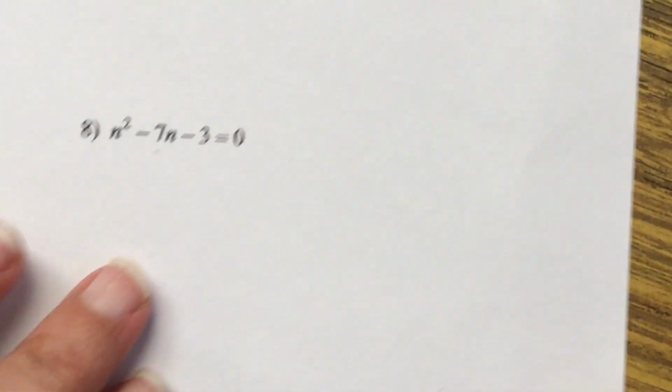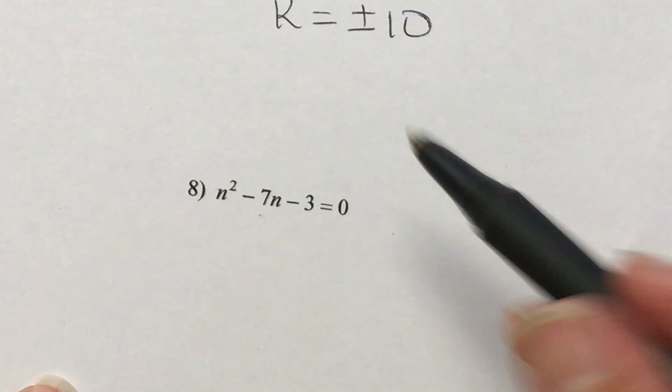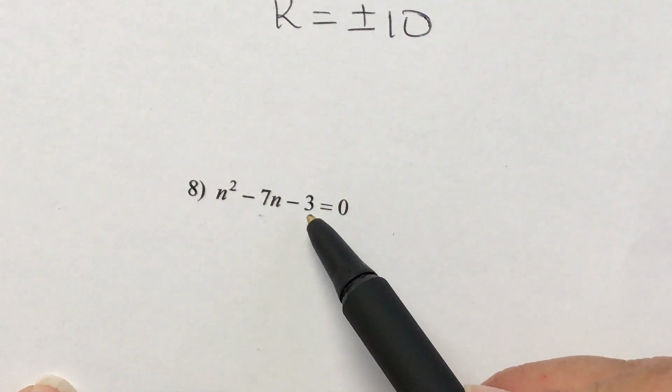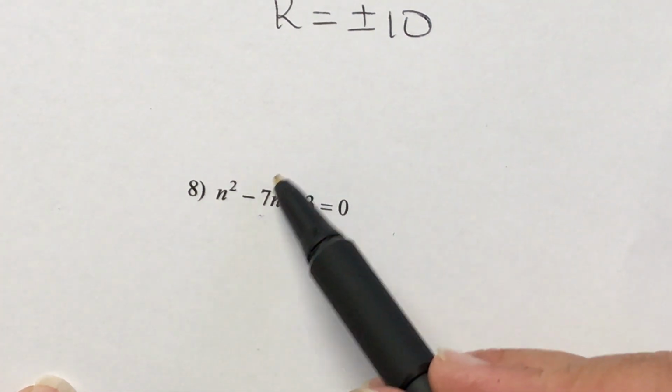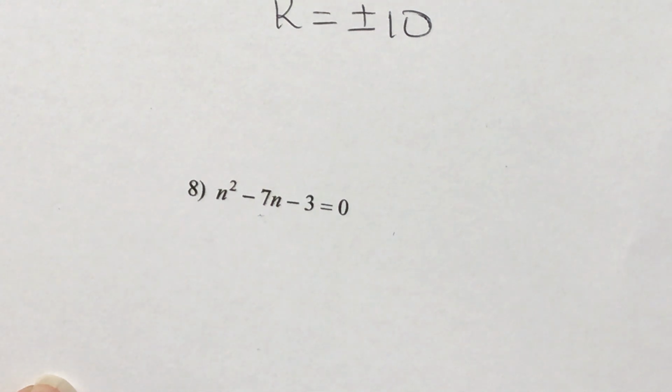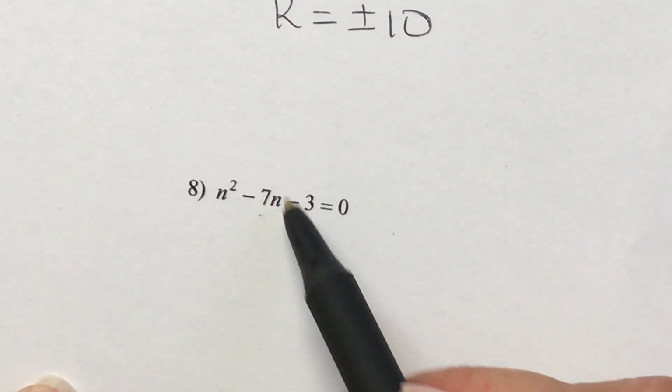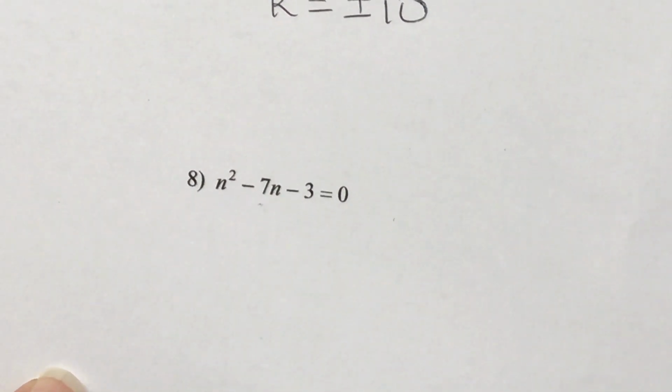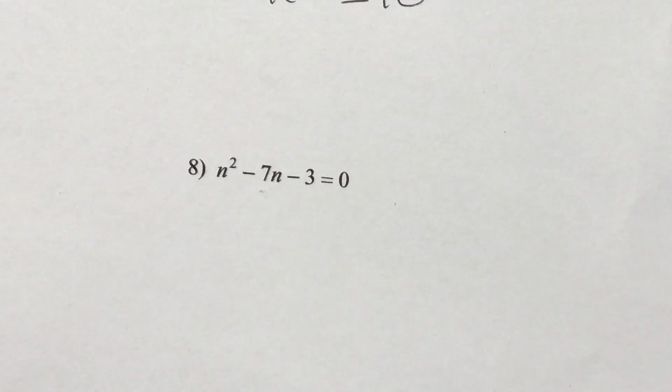Now question number 8. Let's see what we got. Things that multiply to give me negative 3 that subtract to give me 7. There are no two numbers. Nope, it doesn't exist. Because 1 times 3 does not subtract to give you 7. So that is not factorable.